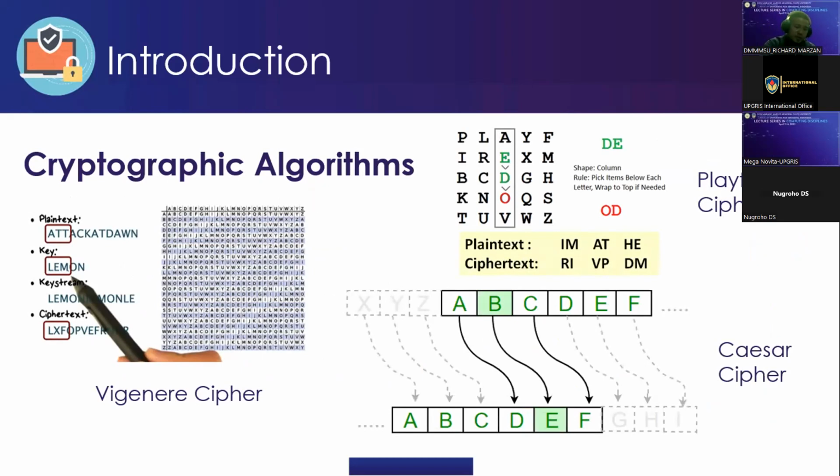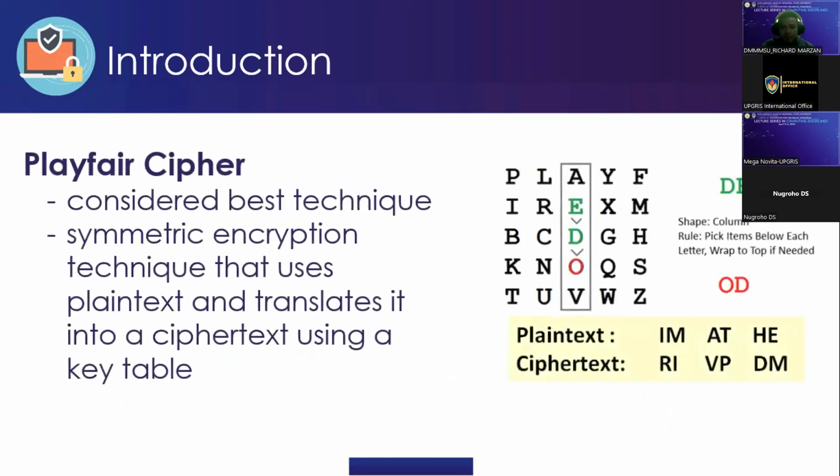In these cryptographic algorithms, there is a shifting or replacing of letters or characters so that the message cannot be read or intercepted by other receivers, especially if they are not authorized to read your messages or files. Based on this study, the Playfair cipher is considered one of the best techniques. It is a symmetric encryption technique that uses plain text and translates it into ciphertext using a key table.